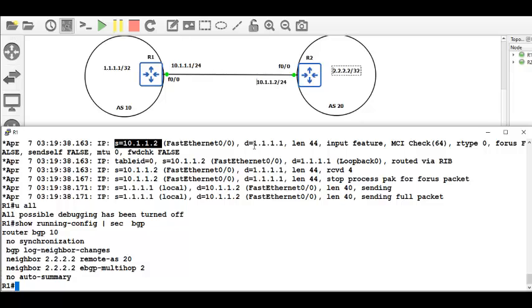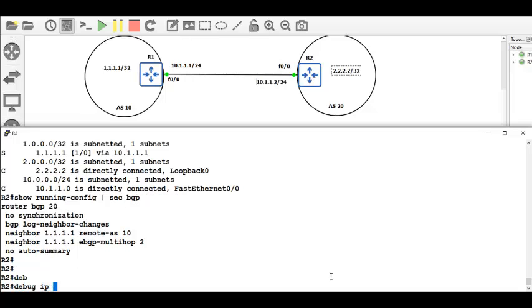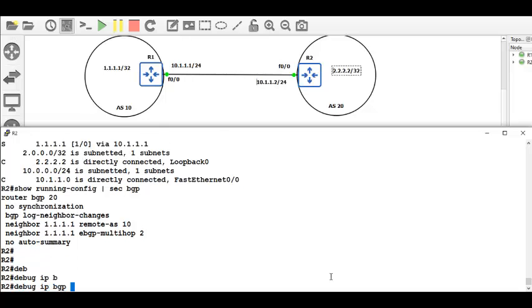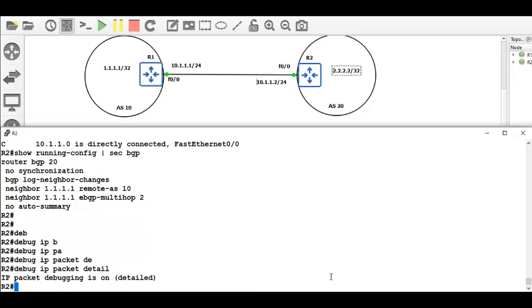Likewise on router 2, debug IP packet detail. In router 2 also, if you see, the packet will be coming from 10.1.1.1, not from 1.1.1.1.